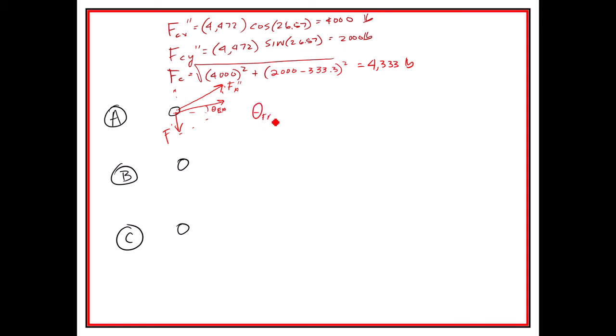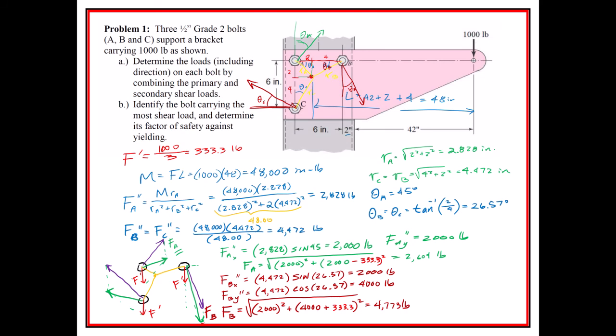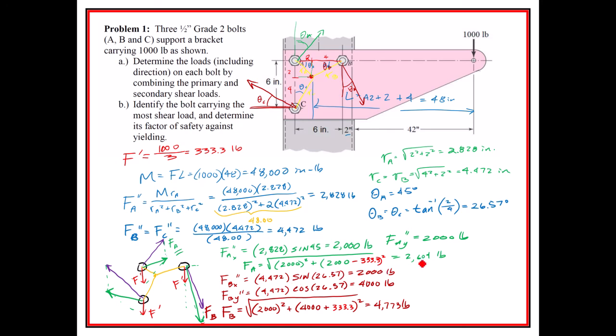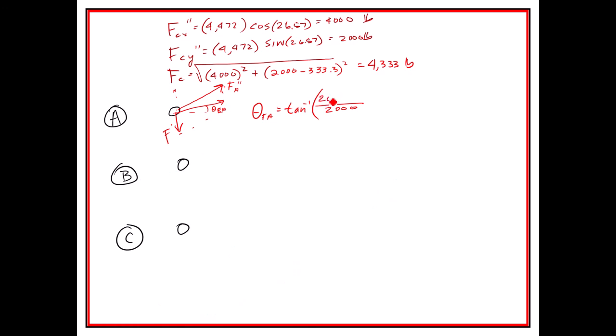Theta FA is equal to the inverse tangent of, let's see, the horizontal of A, if you recall from right up here, is 2,000. So that's run. The rise is going to be the vertical, the Y of FA, which was also 2,000, but it's going to be minus our 333.3. So that's going to be 39.8 degrees, and it's going to be pointing upwards.